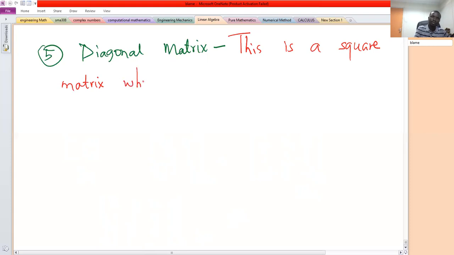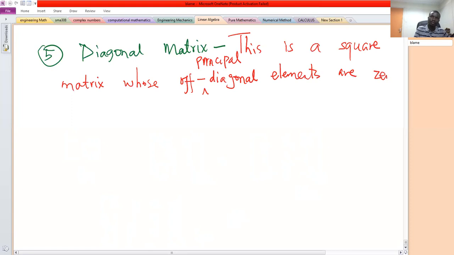A square matrix whose off-diagonal entries, that is, elements outside the principal diagonal, are 0. For example, a matrix of the form 1, 0, 0, 0, 3, 0, 0, 0, 4.